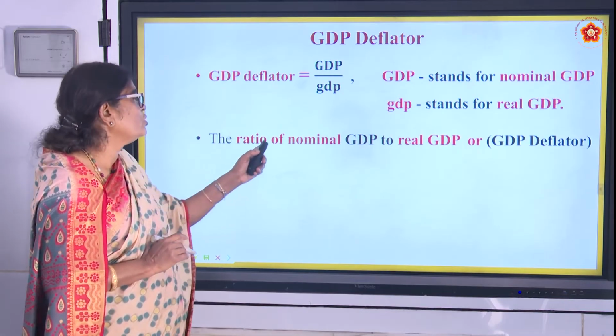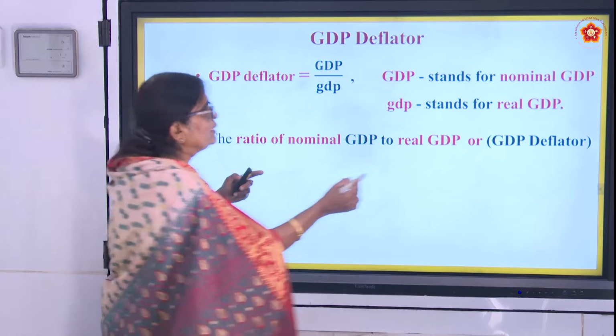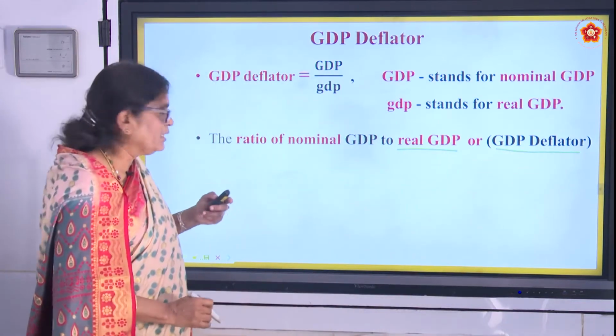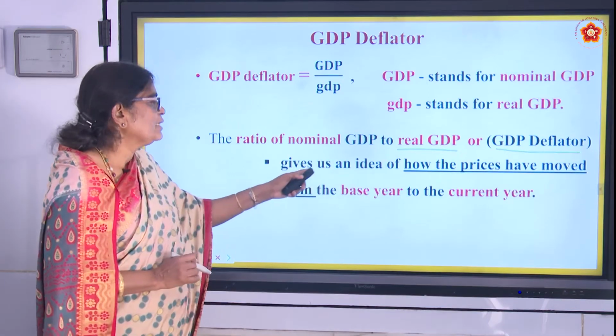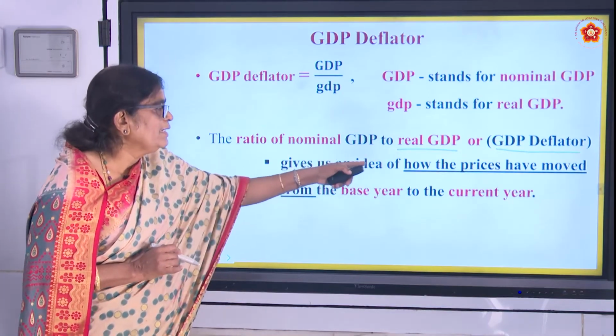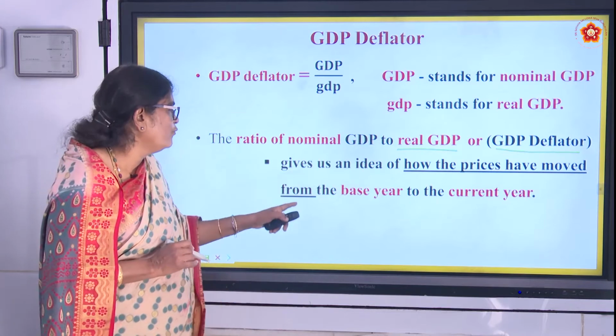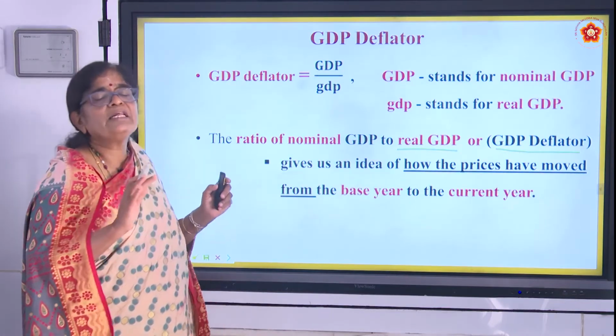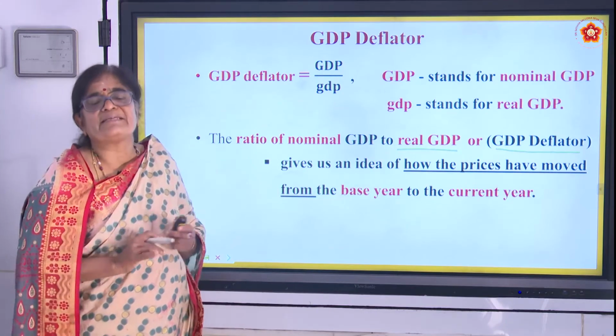And the ratio of nominal GDP to real GDP is called the GDP deflator. It gives us an idea of how the prices have moved from the base year to the current year. Therefore, GDP deflator is nothing but a price index.